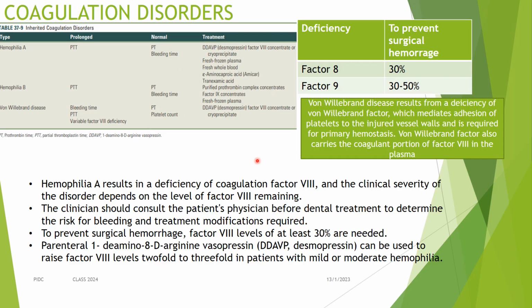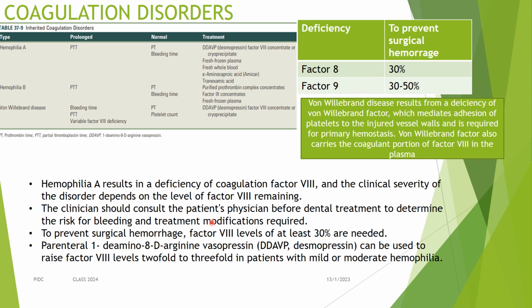Starting with the coagulation disorders, you know that there are three: hemophilia A, B, and von Willebrand's disease. Hemophilia A is the deficiency of factor 8. Hemophilia B, or the Christmas disease, is the deficiency of factor 9. And von Willebrand's disease results from the deficiency of the von Willebrand's factor, which mediates the adhesion of platelets to the injured vessel walls and is required for the primary hemostasis. The partial thromboplastin time is prolonged in hemophilia A and B, whereas in von Willebrand's disease, there is a prolonged bleeding time, PTT, and a variable factor 8 deficiency.